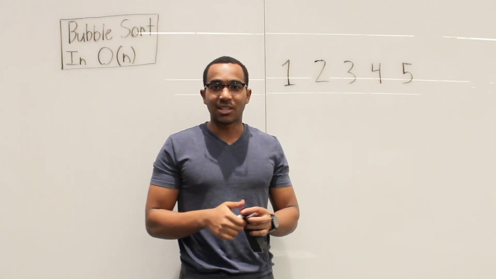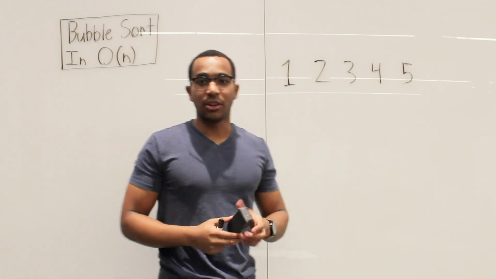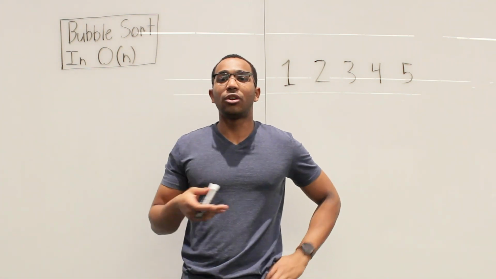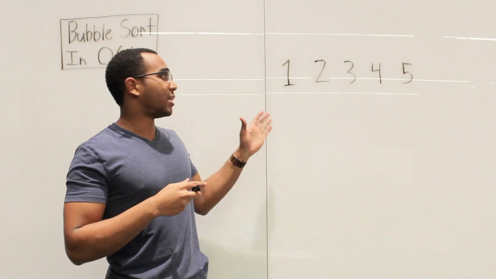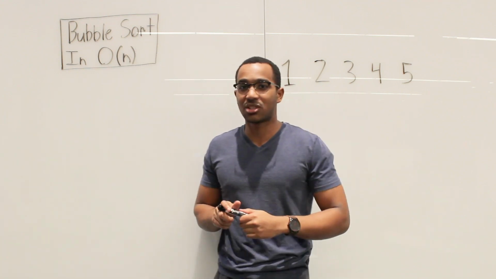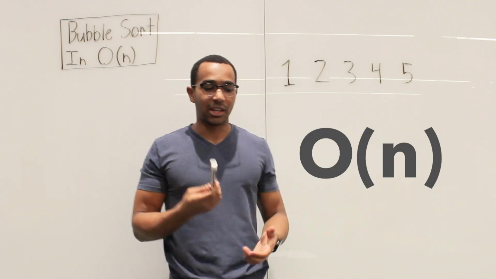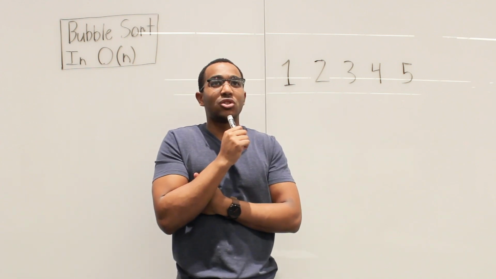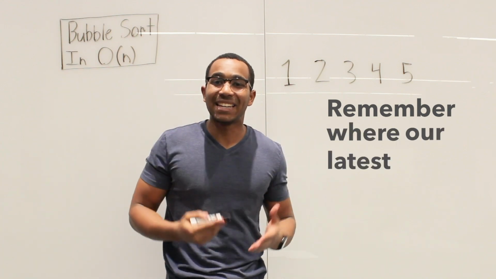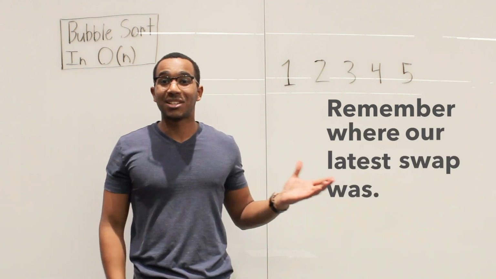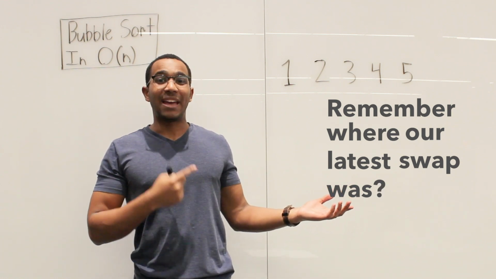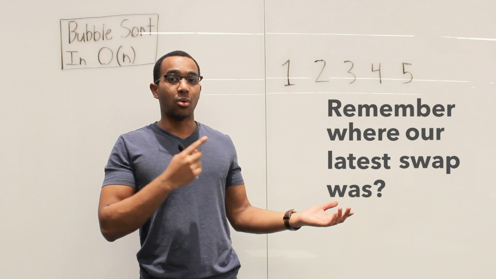So what we notice is that all of these elements are in the positions they're supposed to be. But the thing is, our algorithm will not know whether the input is sorted in increasing order. It's not going to know whether it has this special case. So how do we bring this to linear time? So the key is we need to remember where our latest swap was. Where was the latest swap? This is the key question to improving our runtime to O of n.